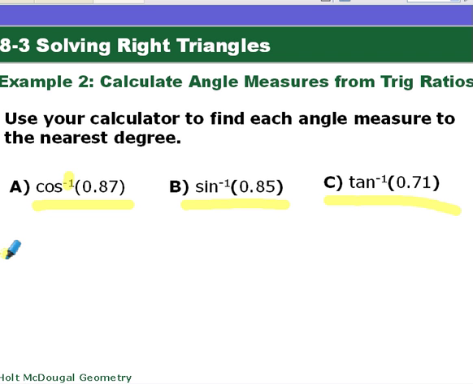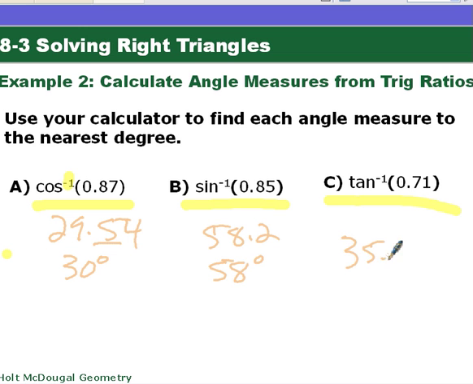If I plug this into my calculator and they want it to the nearest degree, I'm going to get 29.54, and the nearest degree is going to be 30 degrees because I'm rounding up because of the 5. Inverse sine of 0.85 is going to give me 58.2, and rounding to the nearest degree is 58 degrees. And lastly, inverse tangent of 0.71 is going to give me 35.37. Rounding to the nearest degree, I get 35 degrees.